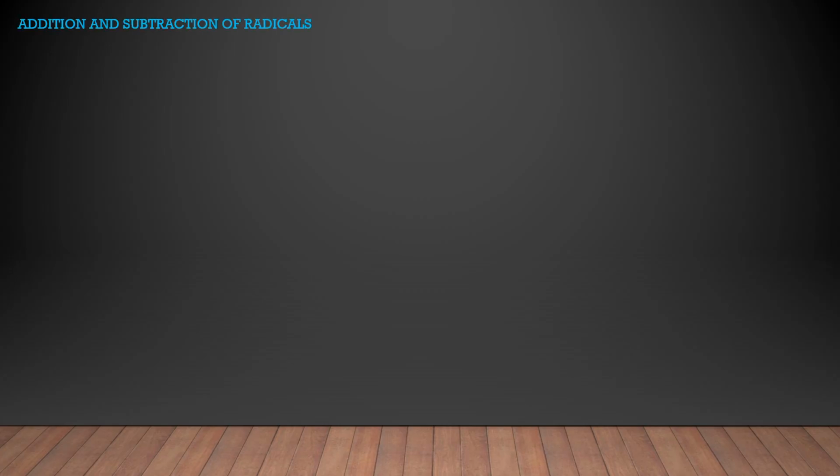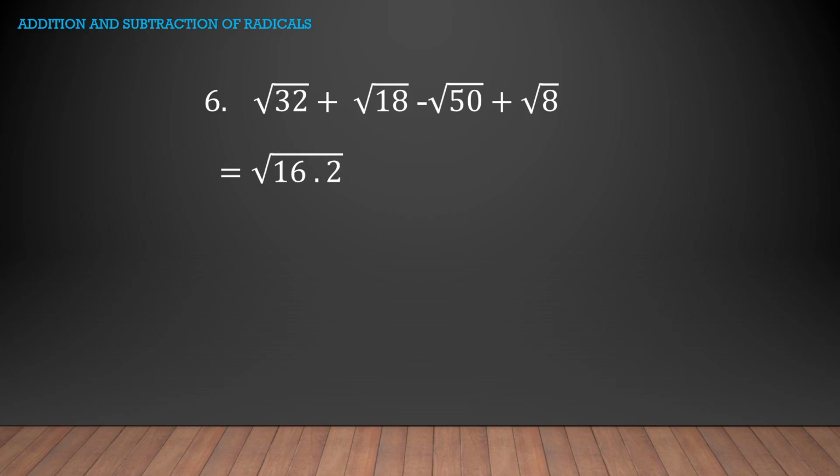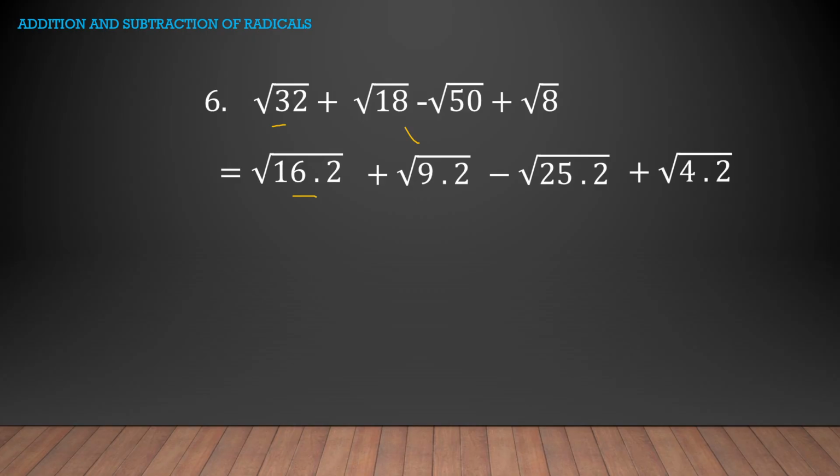Okay, next example. Number 6. So we have square root of 32 plus square root of 18 minus square root of 50 plus square root of 8. The factors are, in square root of 32, we have 16 times 2. In 18 is 9 times 2. Minus, in 50, the factors are 25 times 2. And in 8 is 4 times 2.